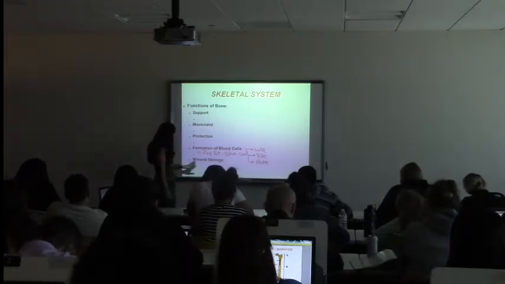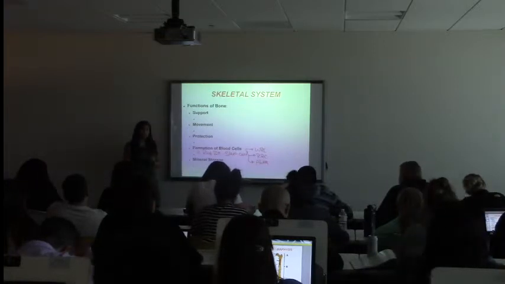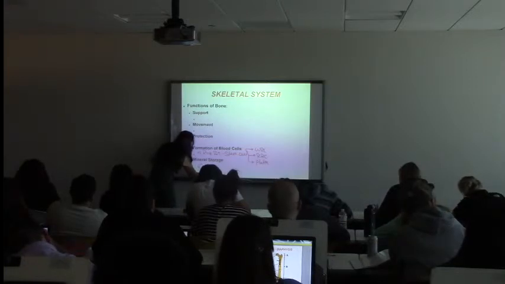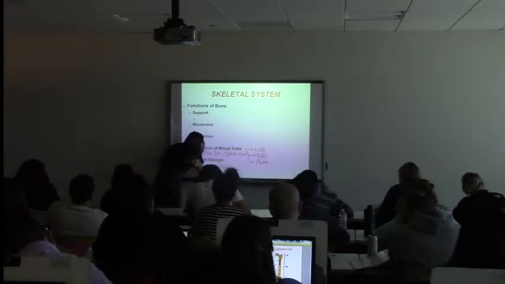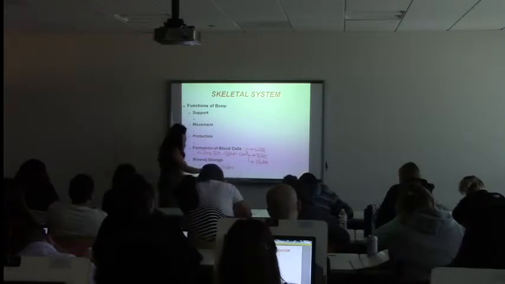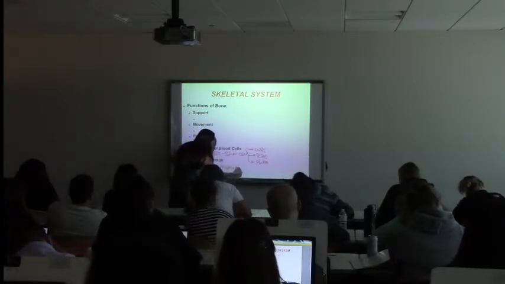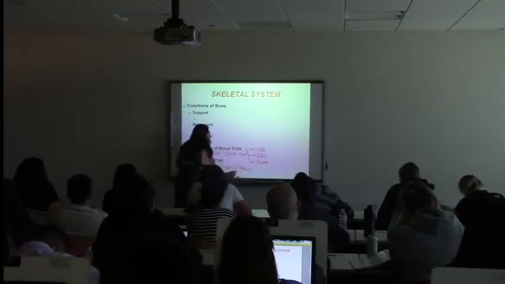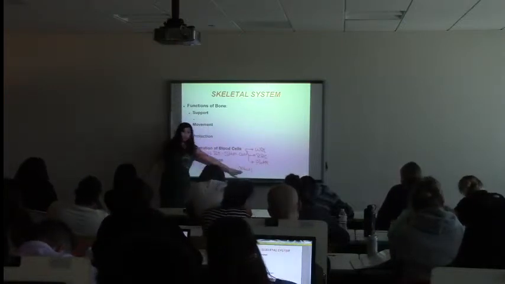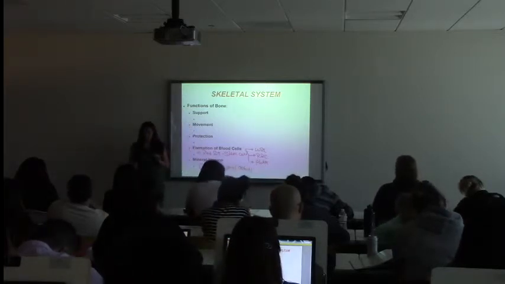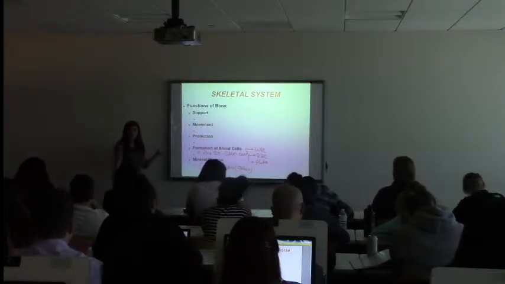Okay? It also does mineral storage. You actually have calcium and phosphate, which makes up the matrix of bone. Okay, the mineral portion. Because if you guys know, the matrix is also made up of a protein called osteoid. Okay, so the matrix of bone is made up of protein called osteoid and the minerals. What minerals? Calcium and phosphate. Okay, am I going too fast?